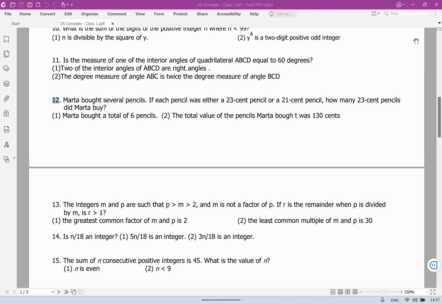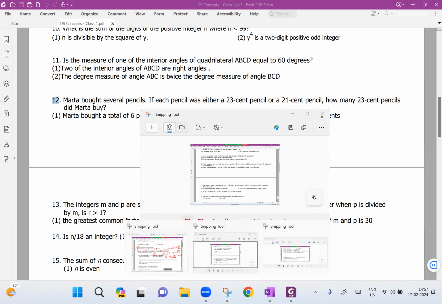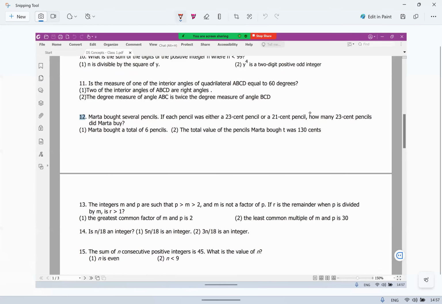Why not? So see here, it simply says, Martha bought several pencils. If each pencil was either a 23-cent pencil, let's say X number of 23-cent pencils he bought and Y number of 21-cent pencils he bought. How many 23-cent pencils, means what is the value of X? What type of question is it? Every DS question can be classified into just two types. Either it's an 'is' type or it's a 'what' type.